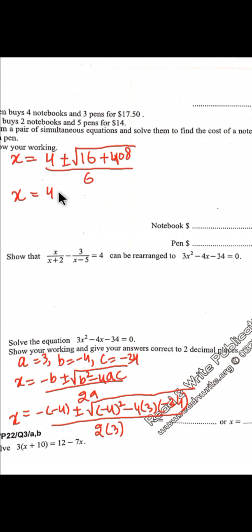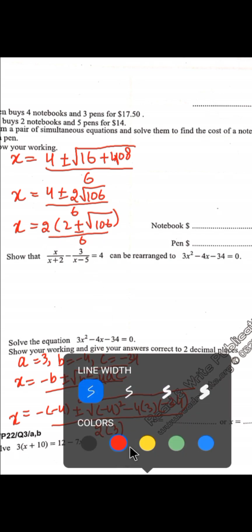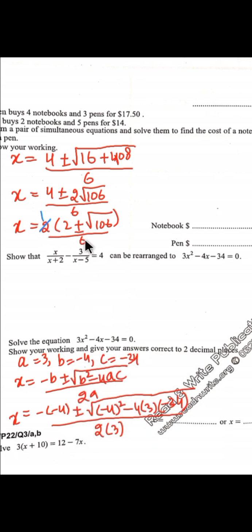So here we have x is equal to 4, then plus minus square root of 16 plus 408. This is going to be 2 square root of 106 and divided by 6. Now we take 2 as common. So now 2 into 2 plus minus square root of 106 over 6. So now this 2 and this 6, when we cancel out, they give us 2 ones are 2 and 2 threes are 6. So now we have x is equal to 2 plus minus square root of 106 divided by 3.